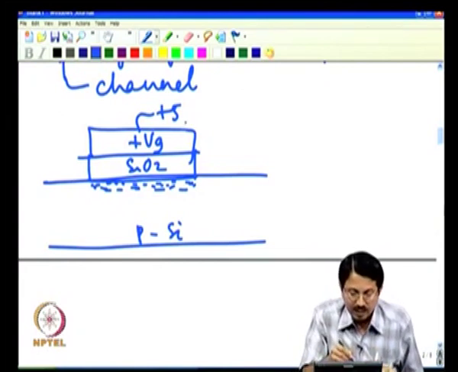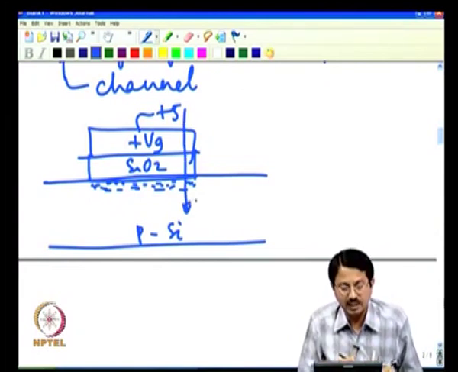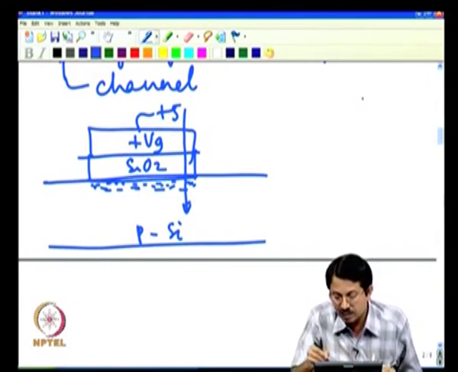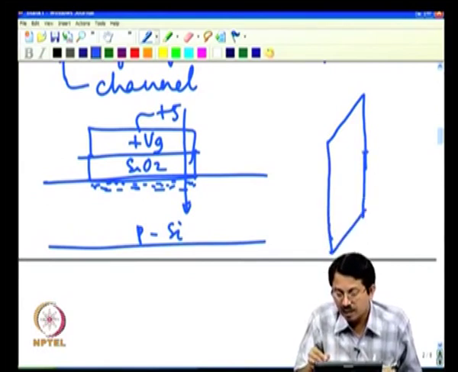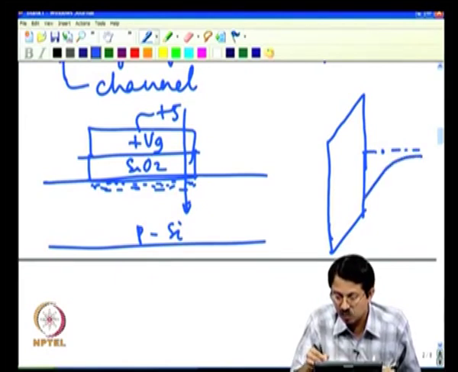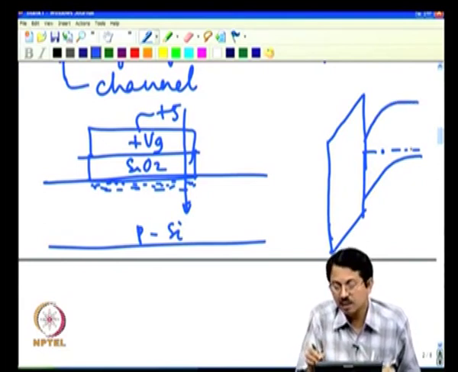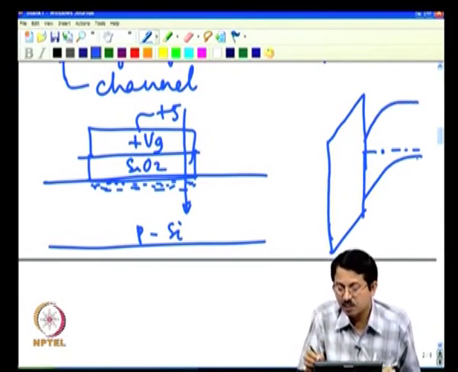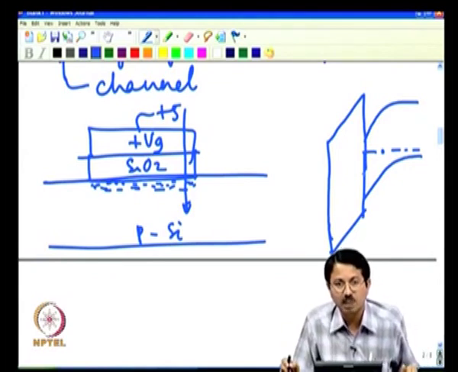Now, if you look at the band bending in that direction, what you will essentially have is the following, right. This is your oxide, you have applied a positive voltage to the oxide, and let us say this is your Fermi level here, and there is a band bending which would look like this. Silicon band has bent and that is why it is p type here and it is n type here. I have reached inversion condition.